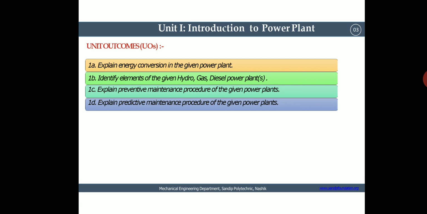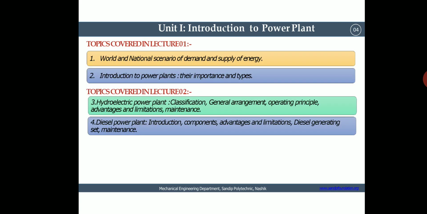Second is to identify elements of given hydro, gas and diesel power plants. Explain preventive maintenance procedure for the given power plants. Explain predictive maintenance procedure of the given power plants. So these are the certain outcomes of this lecture.